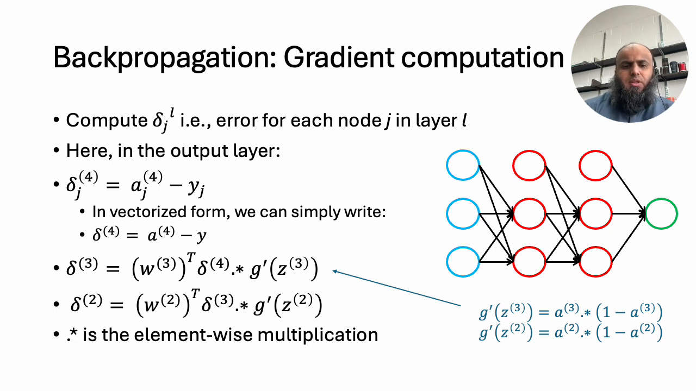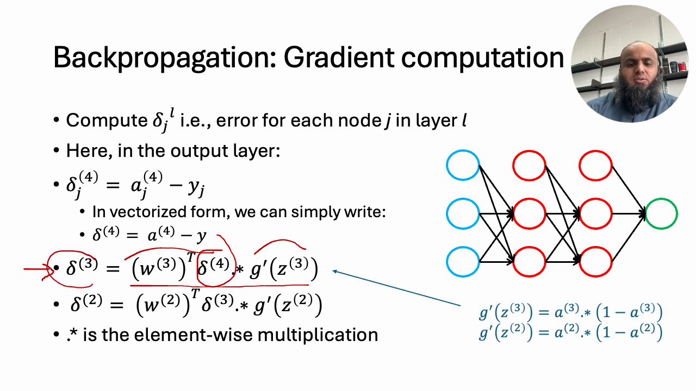Then we compute the delta 3s, the error term associated with layer number 3. The delta 3 is computed by this equation, where we multiply W3 with the delta terms from layer number 4, and then perform an element wise multiplication with the derivative of the activation function in layer number 3. So this is actually a vector, W3 transpose delta 4, and we are doing an element wise multiplication with this vector to get the vector of delta 3s.